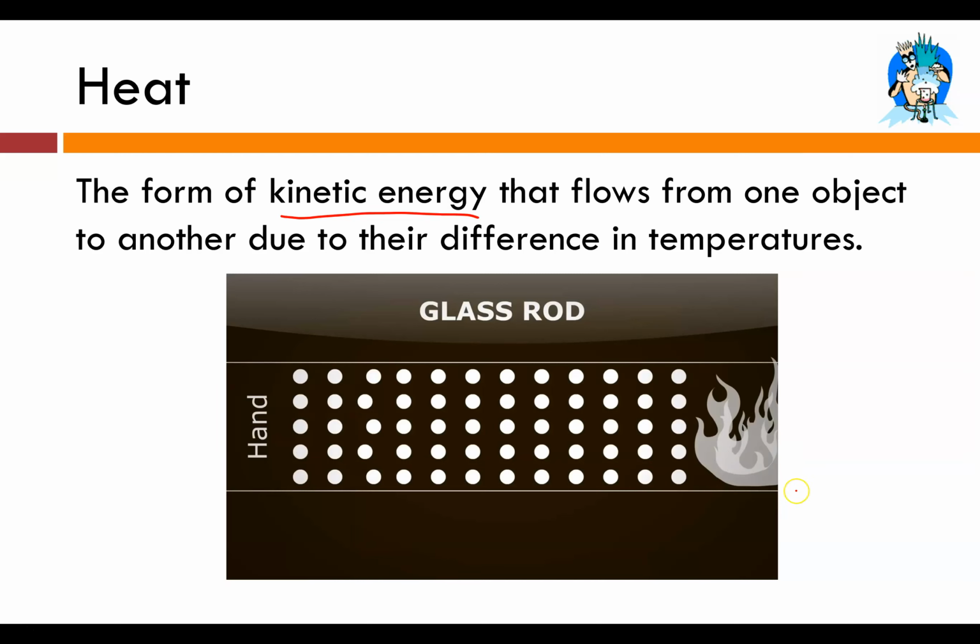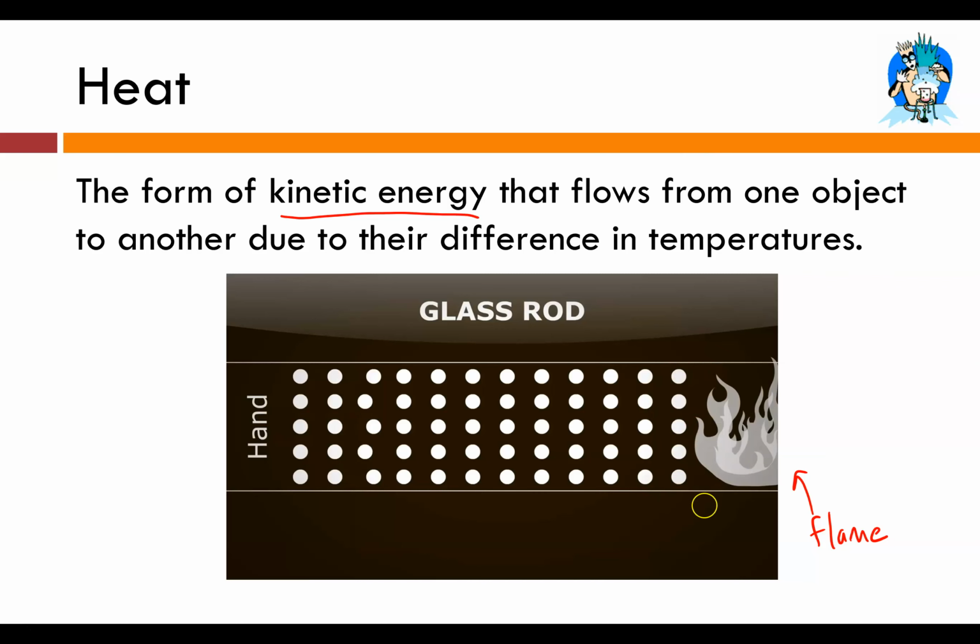Over here on the right side, we've got a flame. And then over on the left side, we have your hand. We're taking a glass rod and putting it in the flame. Glass, not a great conductor of heat, but we've got something in the solid phase, so all of our particles are pretty well organized. As we put this glass rod into the flame, what's going to start happening to the speed of the particles that are closest to the flame?